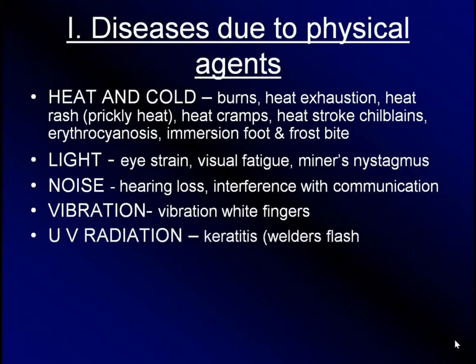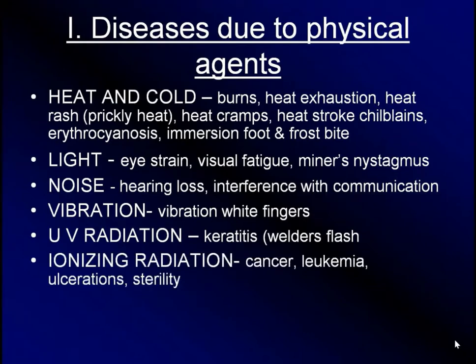And UV radiation. People use UV radiation in industries where they do welding and similar work. That causes eye diseases, because people are more exposed to UV radiation, which affects the eyes. It causes keratitis, a condition called welder's flash. Next is ionizing radiation. Exposure to ionizing radiation can cause cancers, leukemias, ulcerations, and sterility. All these things we discussed in the last class in detail.